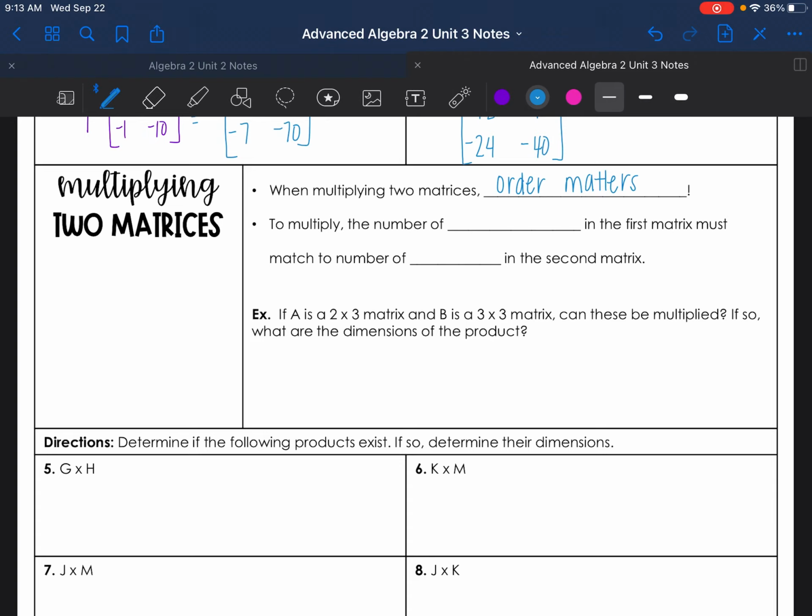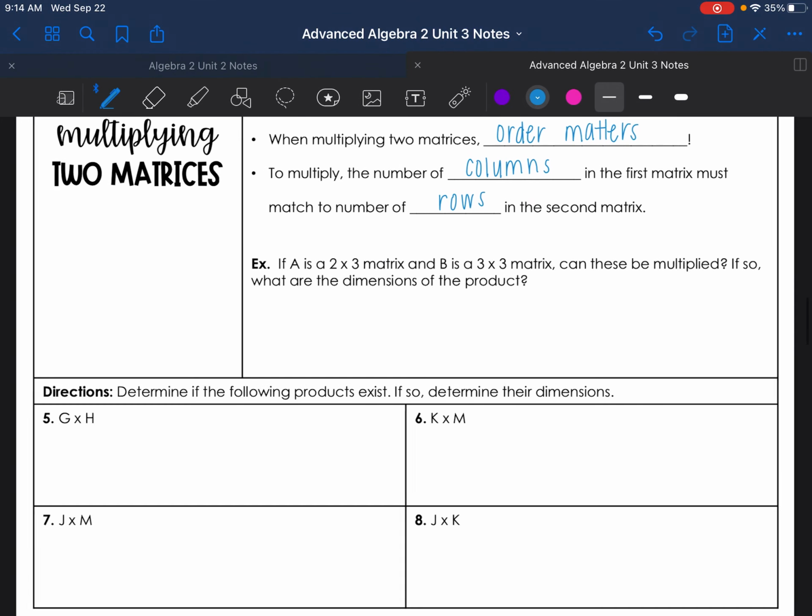Now, to multiply your matrices, the number of columns in the first matrix must match the number of rows in the second matrix. They don't necessarily have to have the same dimensions. And I'll show you the easiest way to remember that.